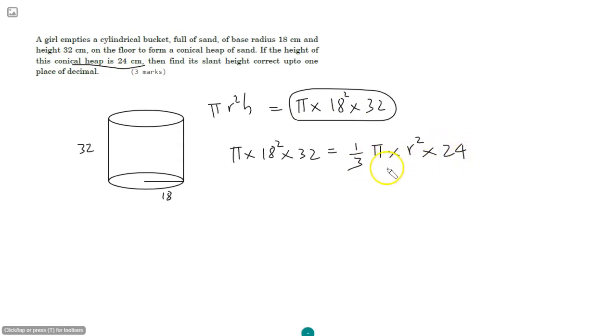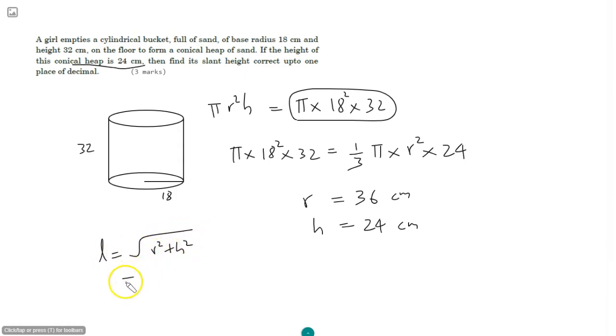From this equation you can find r. If you simplify this and solve, you will get r equals 36 centimeters. So for the cone, the radius is 36 and the height is already given as 24. And you are asked to find the slant height. You know that the slant height of a cone is root of r square plus h square. That is root of 36 square plus 24 square.